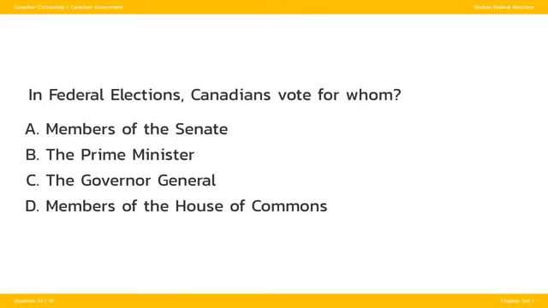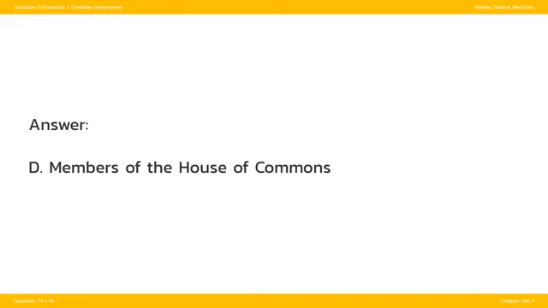In federal elections, Canadians vote for whom? A. Members of the Senate. B. The Prime Minister. C. The Governor-General. D. Members of the House of Commons. The answer is D. Members of the House of Commons.